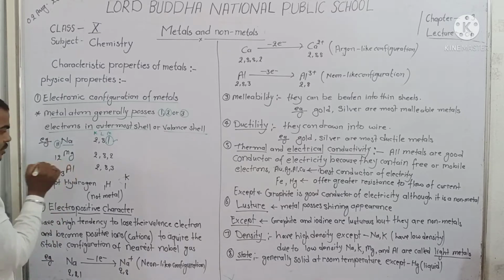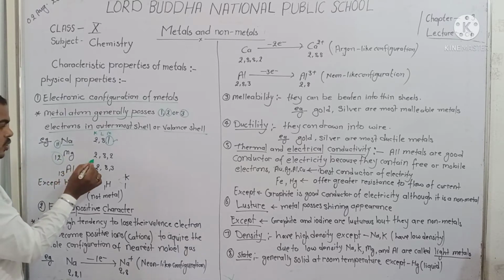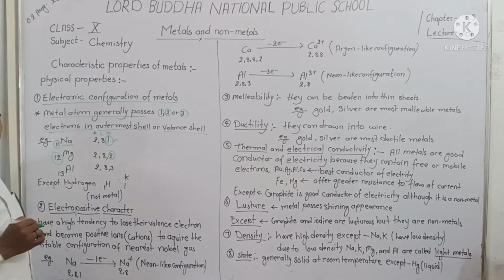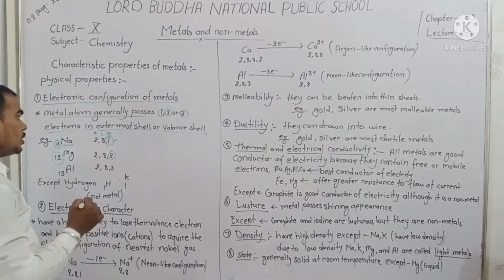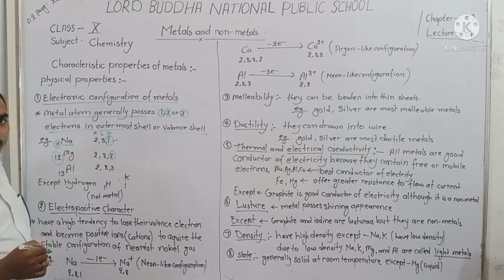Now here an element Mg, that is magnesium. The atomic number of magnesium is 12. The electronic configuration is 2, 8, 2. Here in the M cell 2 electrons are present. M cell is here the outer cell or valence cell. Due to the presence of 2 electrons, we say that magnesium is a metal.